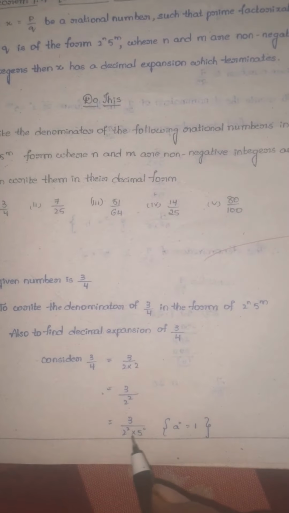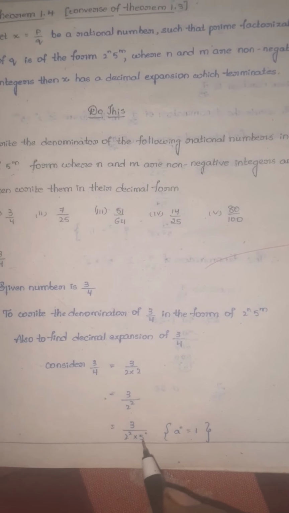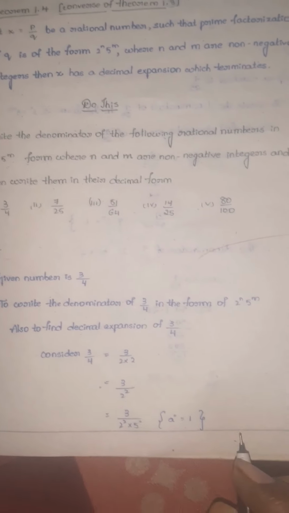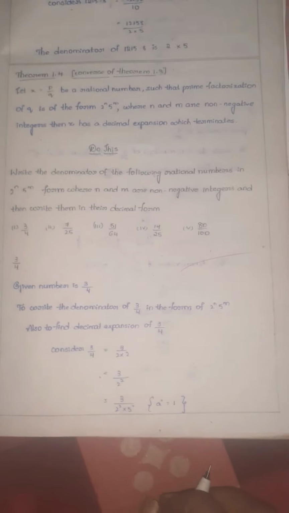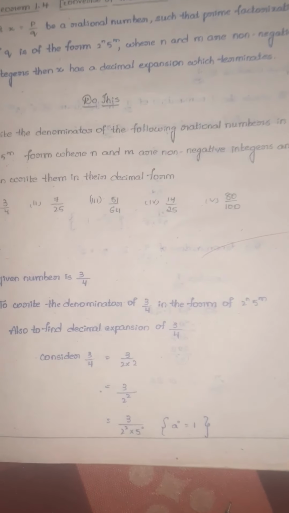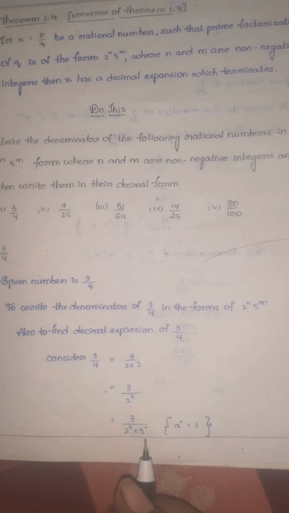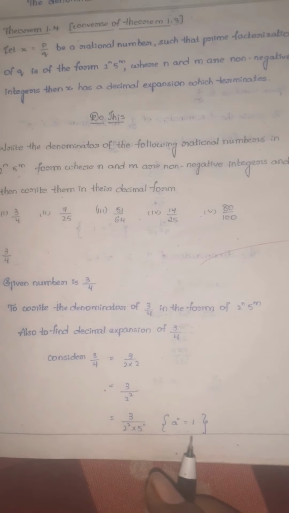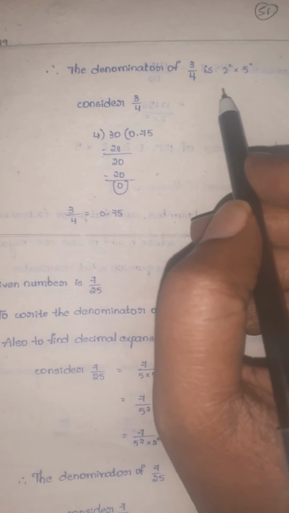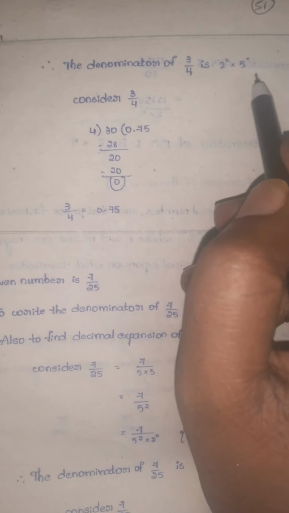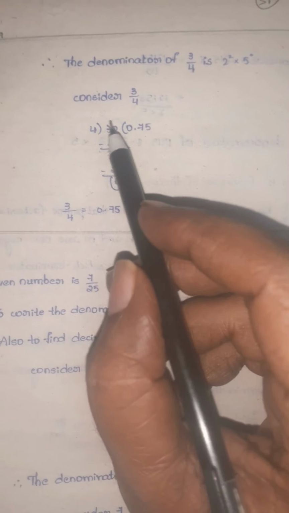So it is 3, as it is, over 2 power 2 into... see, here 5 is missing. I told you the denominator should be in the form of 2 power n into 5 power m. So here 5 is missing, that's why here we write 5 power 0, right? Why? Because anything power 0 is 1. So the denominator of 3 by 4 is 2 square into 5 power 0. So one part is completed.